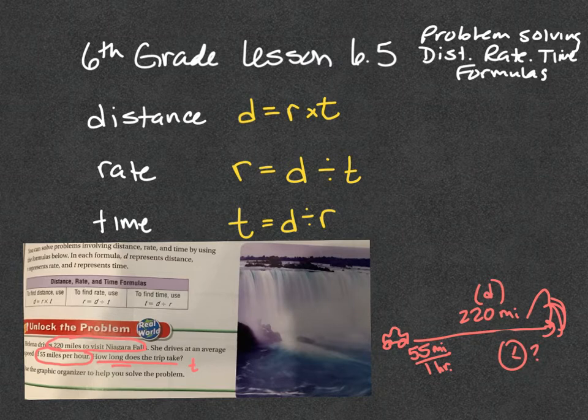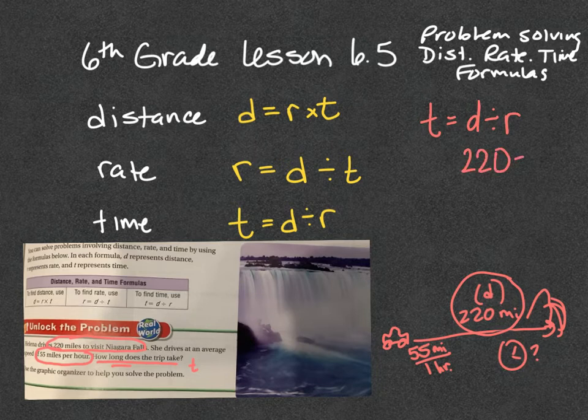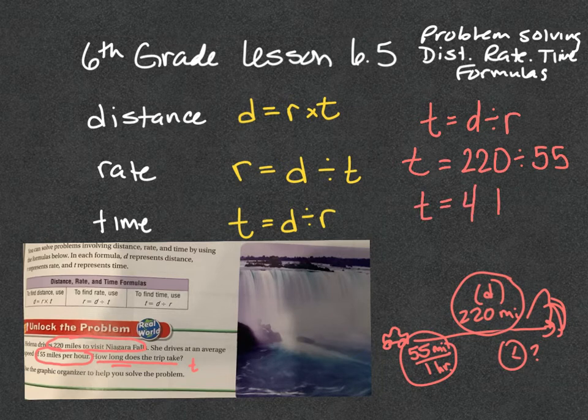Because I'm looking for how long that takes, I'm going to use the formula for time. Time equals distance divided by the rate. Then I'm just going to plug in the numbers that I know. I know the distance is 220 miles, so for D, I will substitute 220. I know the rate is 55 miles per hour, so for R, I'm just going to write in 55. If I do that calculation, that will give me how long it took. 220 divided by 55 is 4. So it's going to take her 4 hours.